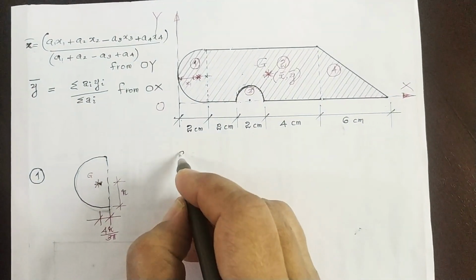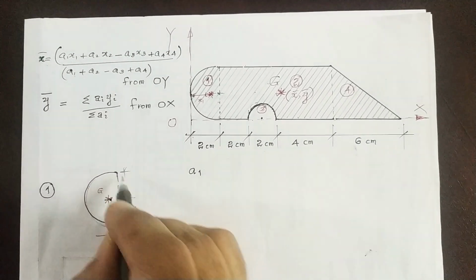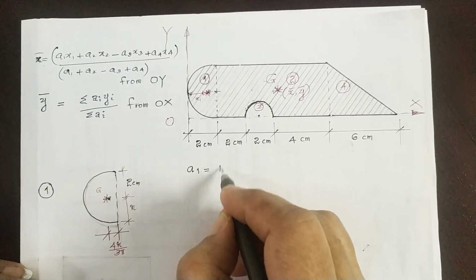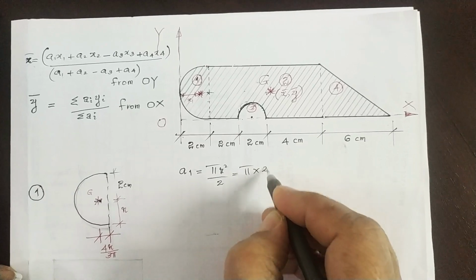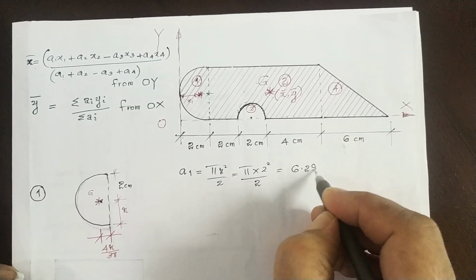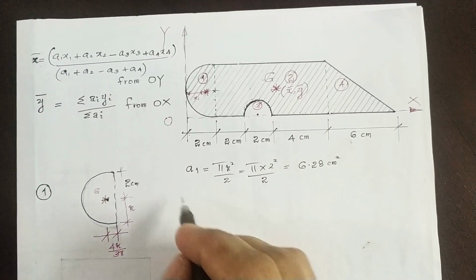So let's see what the area of the semicircle is. The radius of the semicircle is 2 centimeters. So the area A1 is pi r square by 2, which is equal to pi into 2 square by 2, which is equal to 6.28 centimeter square. I have rounded it to 2 decimals.